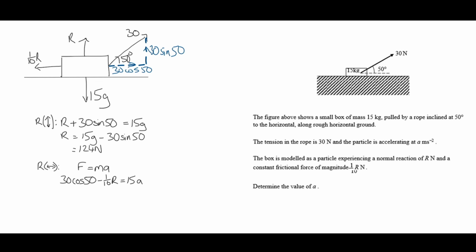We can solve for a by rearranging to make a the subject. We'll then get 30 cosine 50 minus 12.4, that's 1/10 of the reaction force, and dividing it all by 15. This gives us an acceleration of 0.459 meters per second squared.